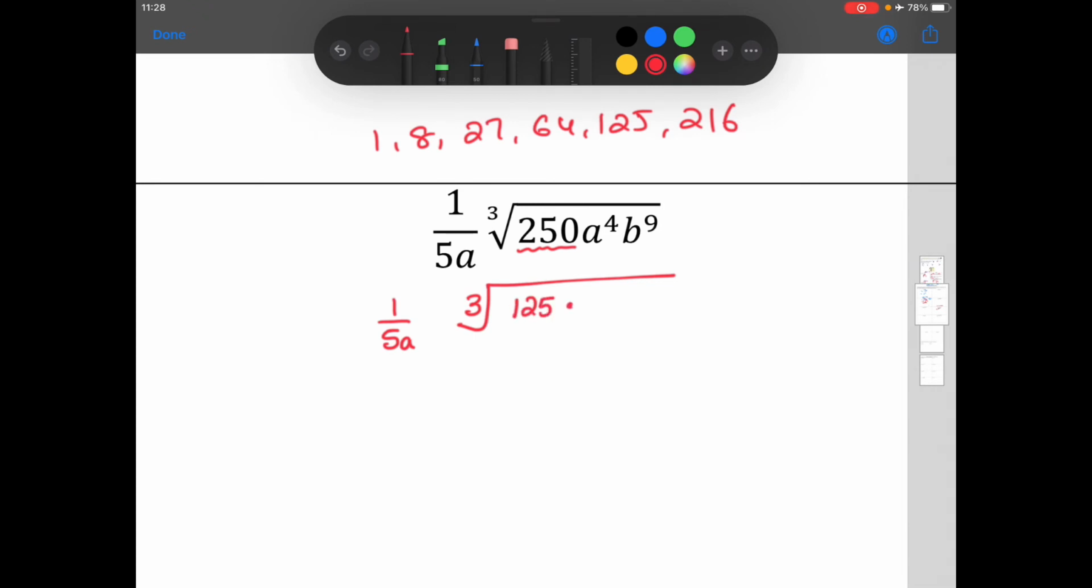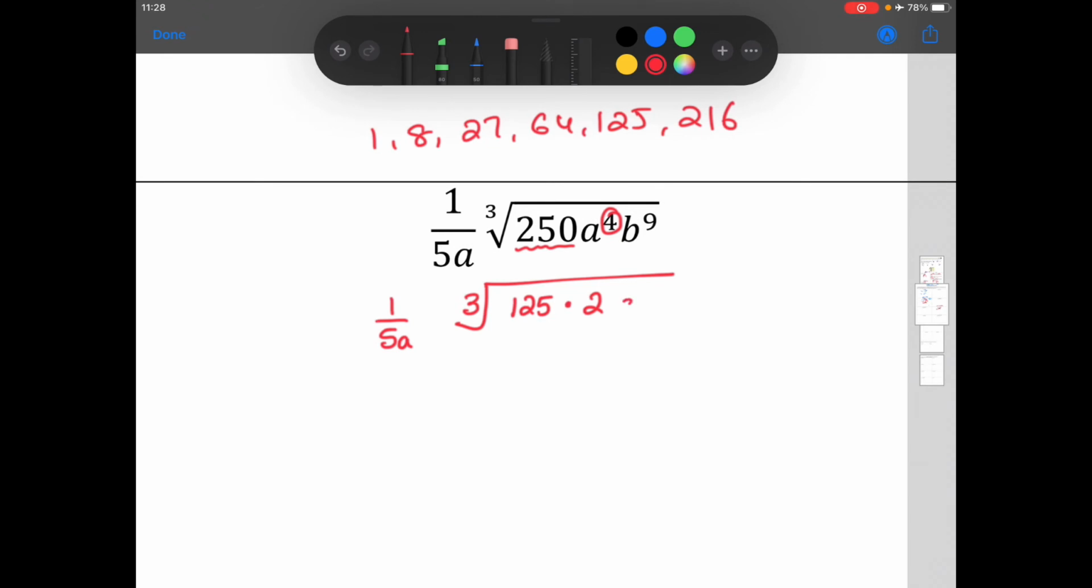125 times what? 2. Again, look at your exponents. 3 does not go into 4, but I can break it down: a cubed times a to the first. 3 goes into 9, so I don't need to break it down. It means it's a perfect cube. Once you've done all the breaking down into perfect cubes and their factors, I'm going to take them out. This is multiplication. It's not addition, guys, so please be very careful.